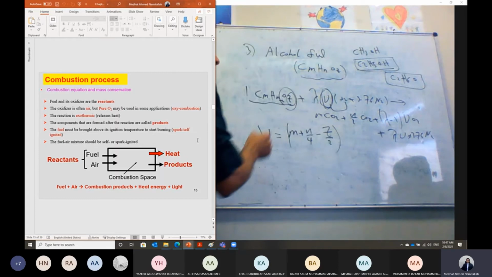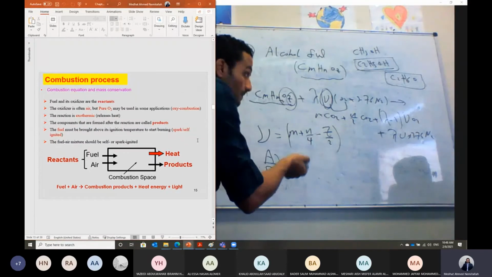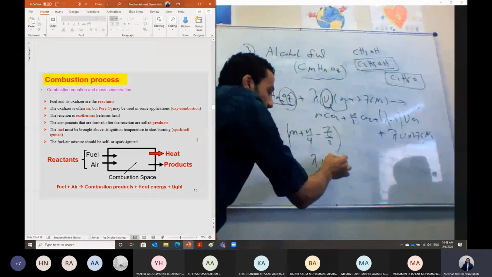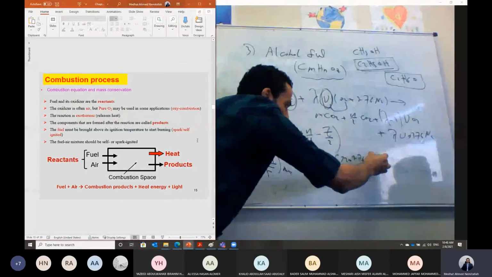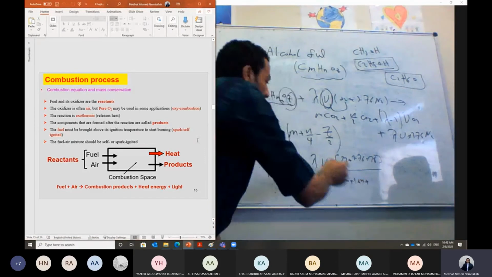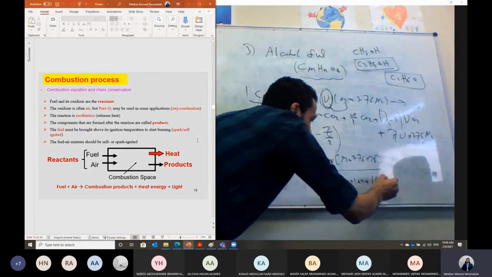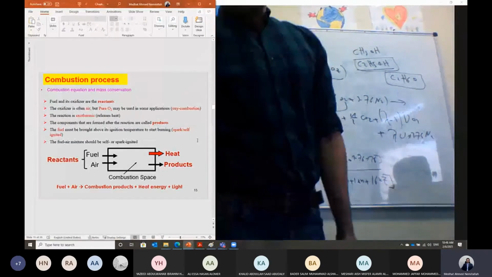And the air to fuel ratio by mass is the same lambda gamma, the same 32 plus 3.76 N2 divided by the fuel, which is 1 multiplied by 12 m, 1 by n plus 16 multiplied by z. Okay? And this is the air to fuel ratio if we have an alcohol fuel.